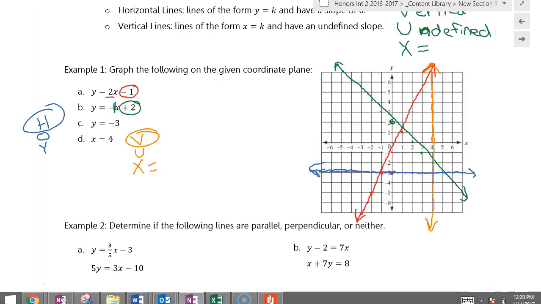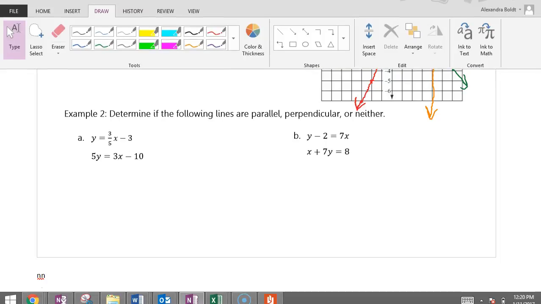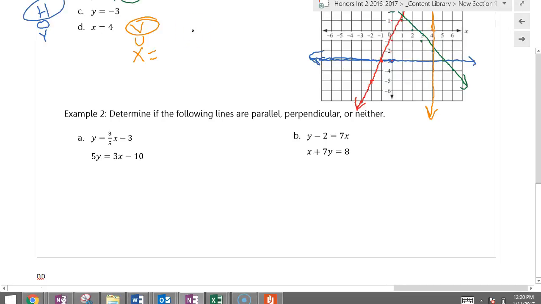All right, let's look at example 2. Example 2 is looking at whether lines are parallel, perpendicular, or neither. The easiest form for a line to be in, if you want to tell what its slope is, is slope-intercept form. We can easily see what the slope is. So for these ones, you're always going to put it in slope-intercept form.